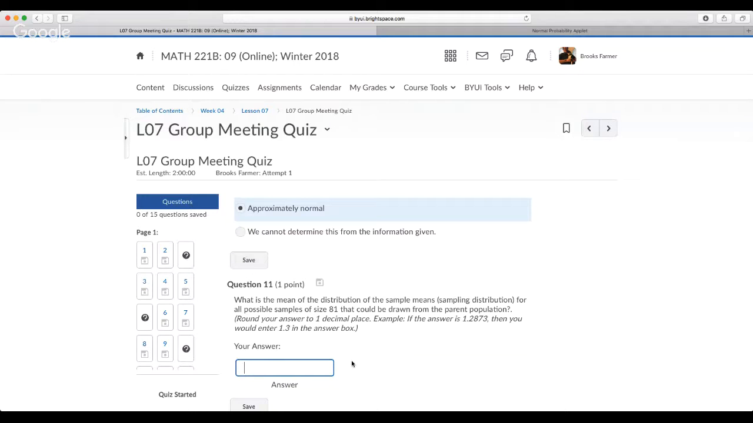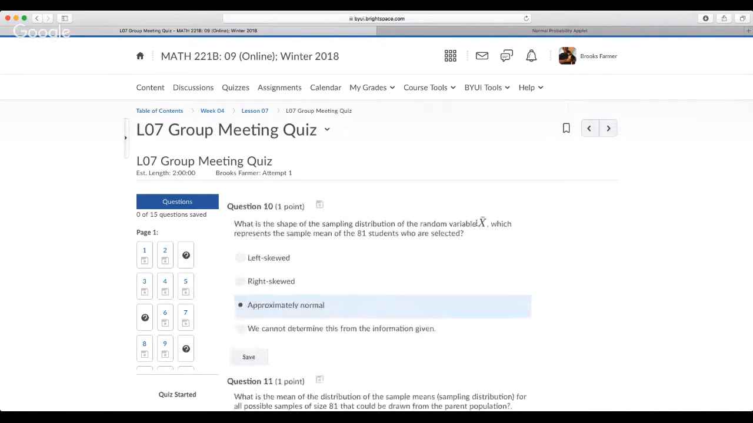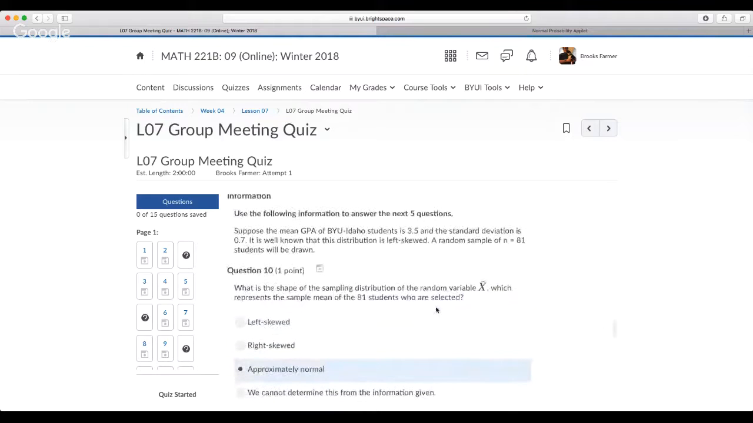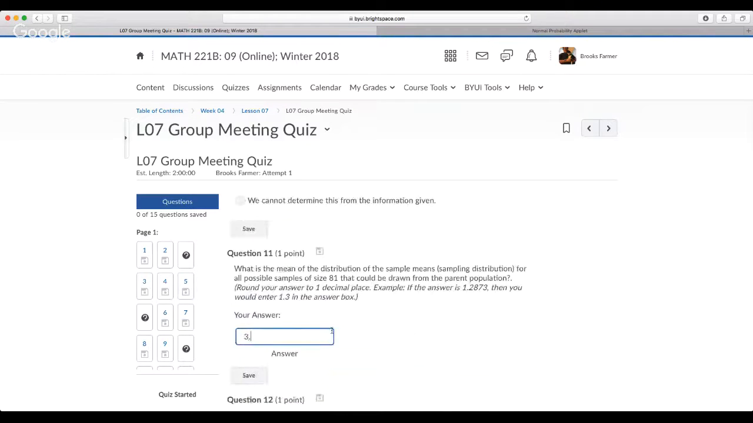I can do that. What is the mean of the distribution of the sample mean sampling distribution for all possible samples of size 81 that could be drawn from the parent population? So this is kind of a trick question. We get that the mean of the sample equals the mean of the population, right? So it's 3.5. Do you get why? Oh, because it's the same.